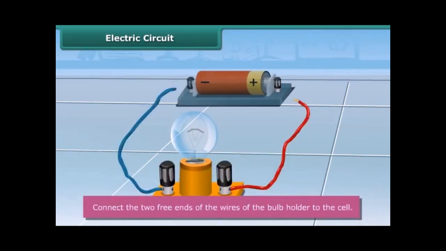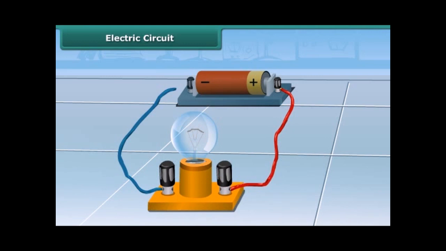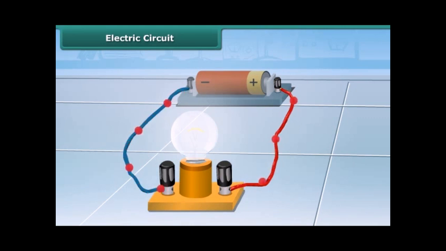Finally, connect the free end of one wire to the positive terminal of the cell and the free end of the other wire to the negative terminal of the cell. This may be done with the help of a rubber band or an adhesive tape. After the connection, you can see that the bulb lights up.